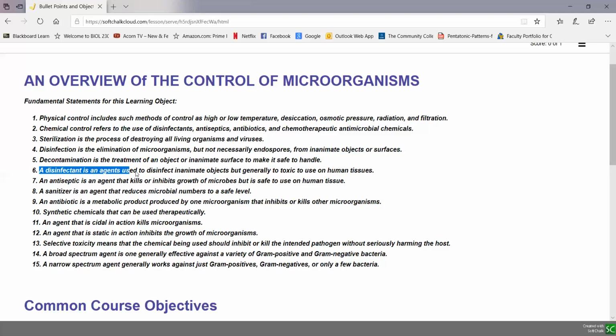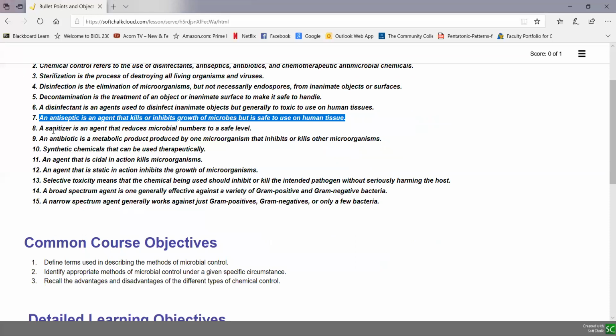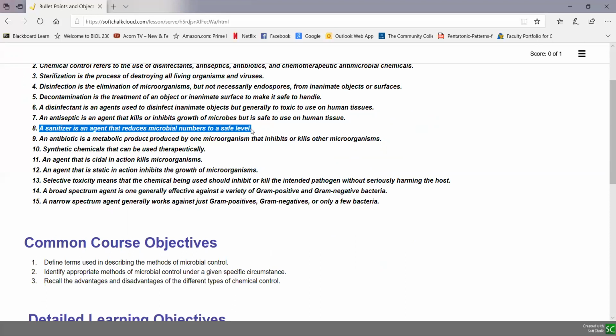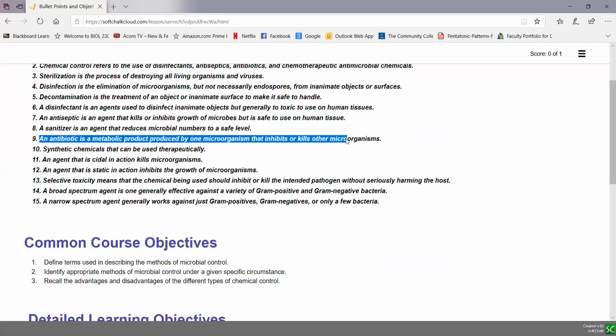A disinfectant is an agent used to disinfect inanimate objects, but is generally too toxic to use on human tissue. An antiseptic is an agent that kills or inhibits the growth of microbes, but is safe to use on human tissue. A sanitizer is an agent that reduces microbial numbers to a safe level. An antibiotic is a metabolic product produced by one microorganism that inhibits or kills other microorganisms. Synthetic chemicals can be used therapeutically as well.